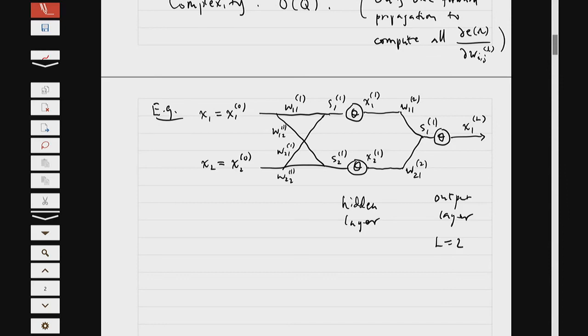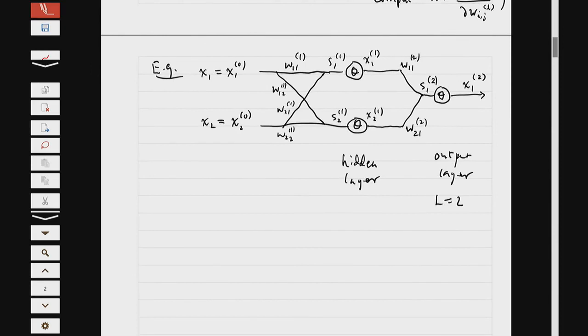Yes? Oh, yeah, this is 2. This is all 2. L is equal to 2, so I should have just written 2 instead of L. Sorry about that. Thank you.